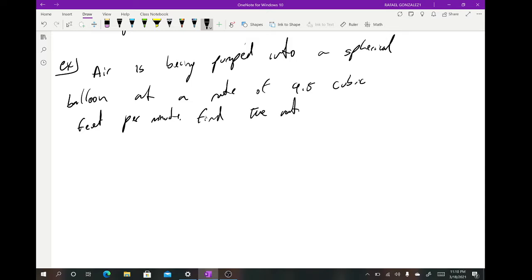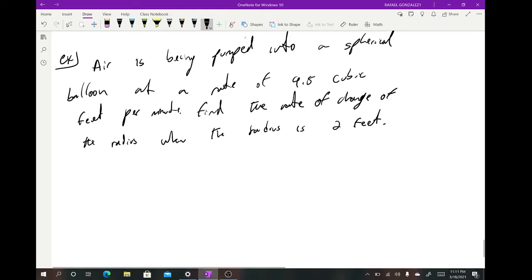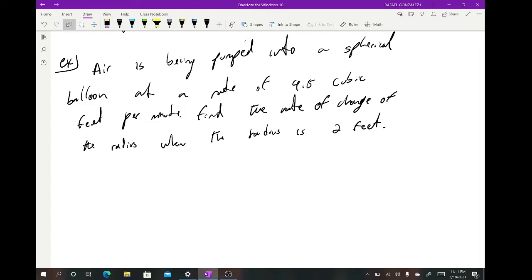Find the rate of change of the radius when the radius is 2 feet. First of all, notice that the problems are getting actually shorter in the type of information that we are receiving. Well, for this particular problem, we could try to draw an image.